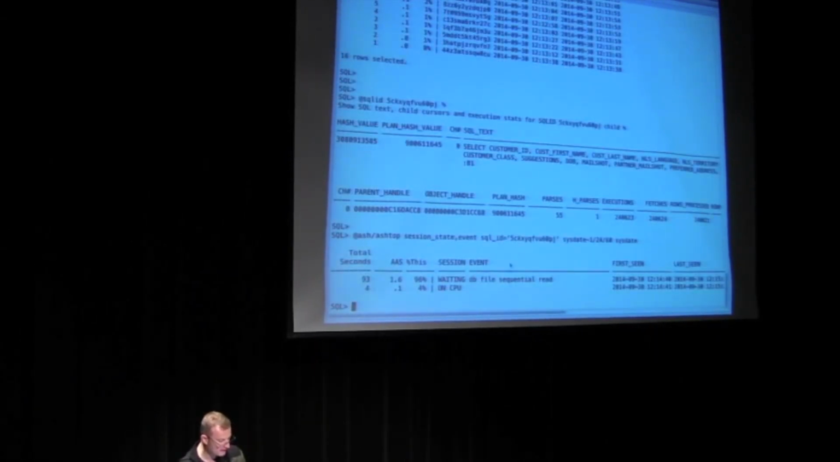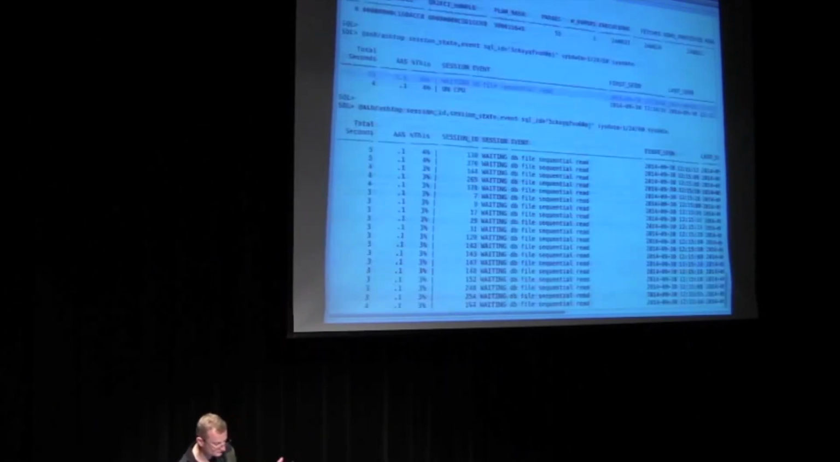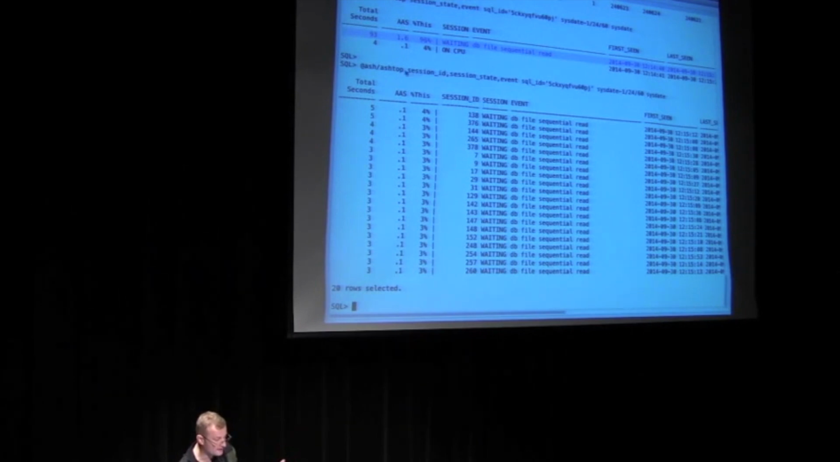I want to know what this query was doing in the last minute. And you see, average active sessions is 1.6, which means there must have been more than one session running it at the same time. I can actually add session ID here. If I don't want the summary of what this query was doing, but the individual sessions, you see I have a bunch of different sessions who all contributed a little bit to this bigger amount of ASH time.